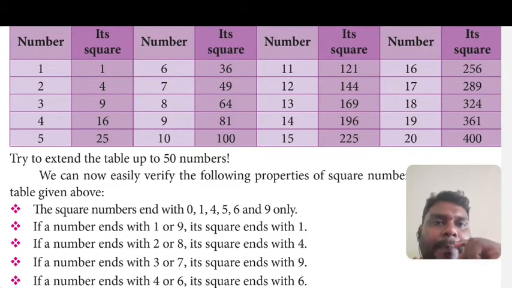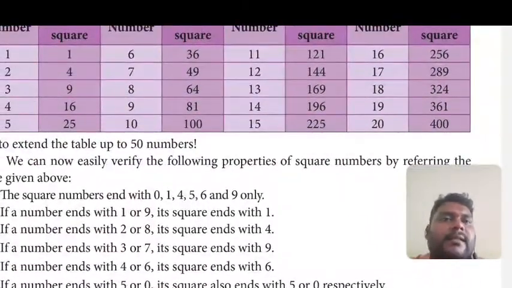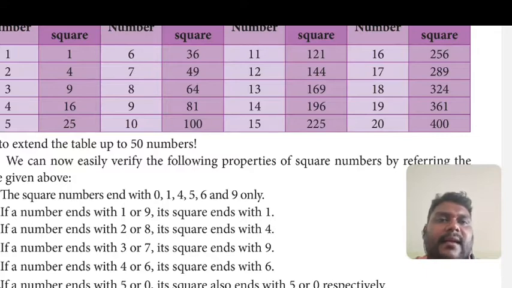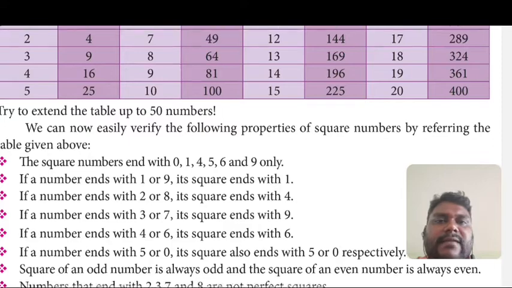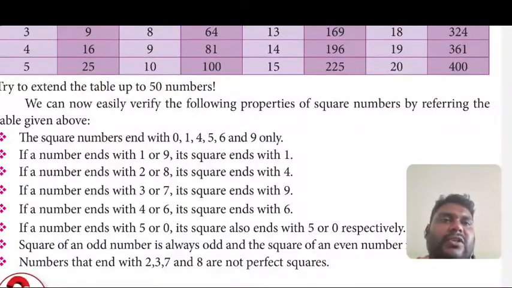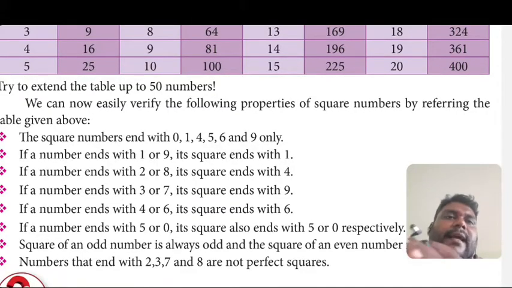Next, similarly, if you square a one digit number 2 or 8, the number ends with 4. Next, for 3 or 7, the square ends with 9, and for 4 or 6, its square ends with 6. If a number ends with 5 or 0, the square also ends with 5 or 0. A square number that ends with 5, and if it ends with 0, then the square ends with 0.